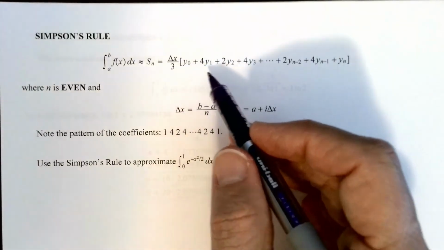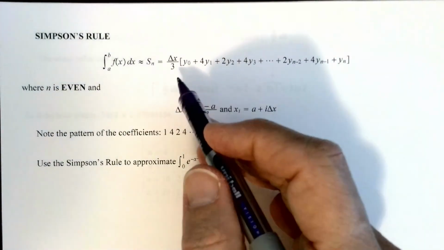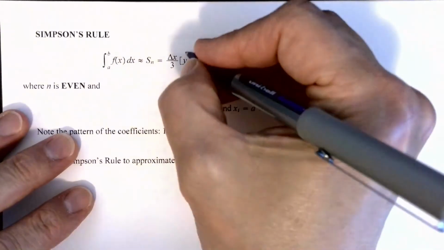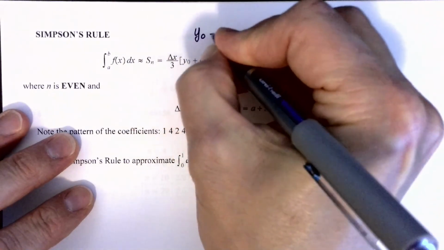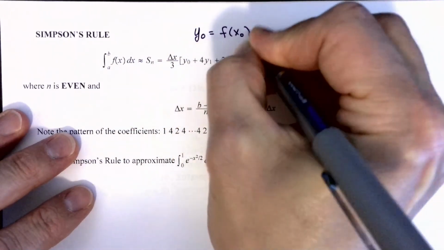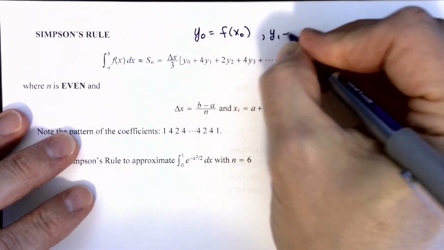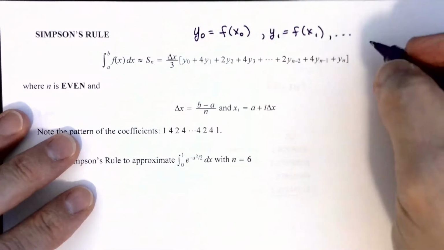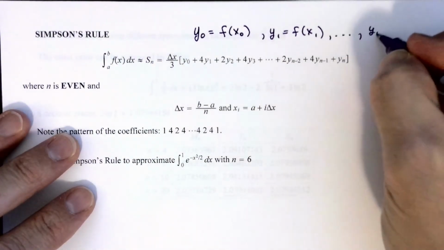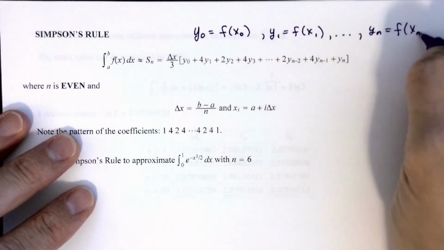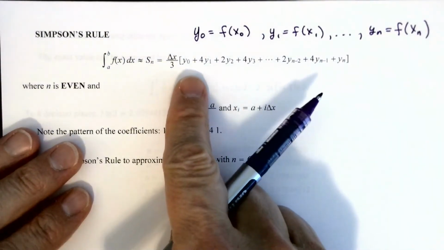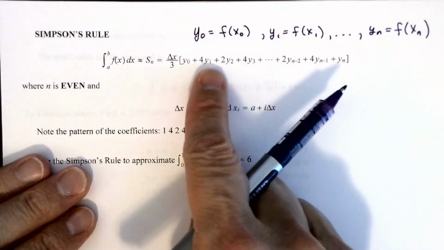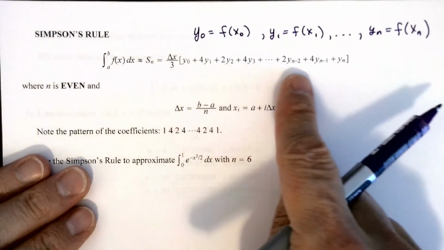And then, when we look at the contributions to these, remember y sub 0 is f of x sub 0. Keep that in mind, those are the same. y sub 1 is f of x sub 1, and so on, all the way down to y sub n. And you see, this is Simpson's Rule, and if I went through the derivation, you would understand where these came from, but it's kind of a pattern.